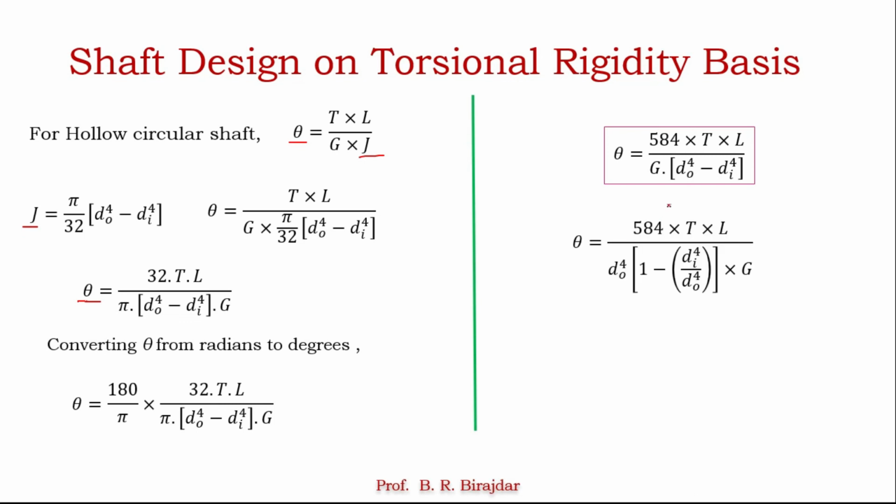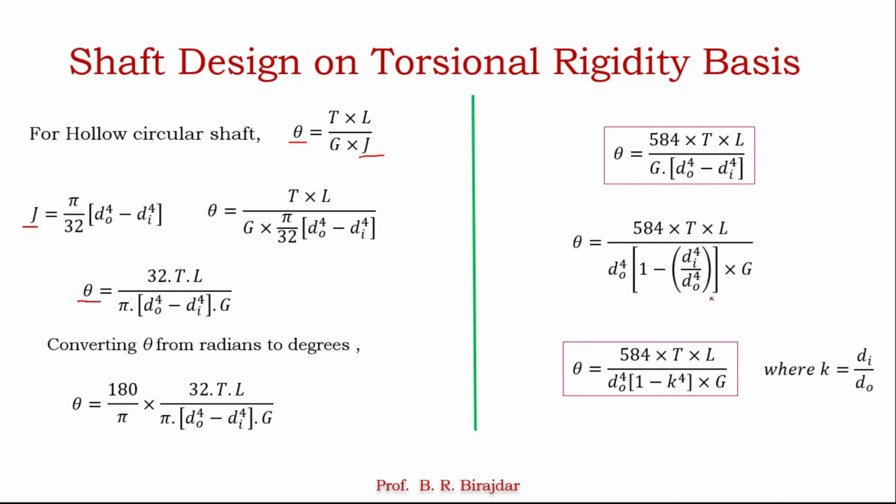Now again, sometimes we take the ratio di upon do. So we will take the outer diameter outside. If I take the outer diameter outside, here you will get 1 minus di divided by do raised to 4. That ratio di upon do is equal to k, so k is equal to the inner diameter divided by the outer diameter. In this way we will get the angle of twist for the hollow circular shaft. So thank you.